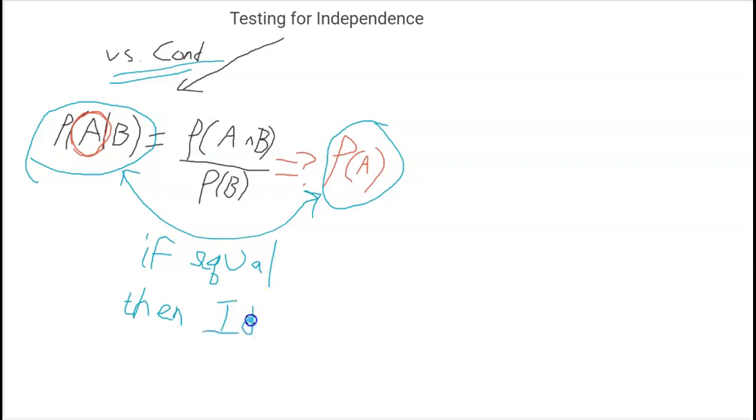So what you want to be looking for in a question you might be asked is something that gives you maybe the probability of A, the probability of B, and some kind of conditional probability. If they give you a conditional probability, check it against the probability of that event A. If the two are equal, independent. If they're not equal, dependent. Simple as that.